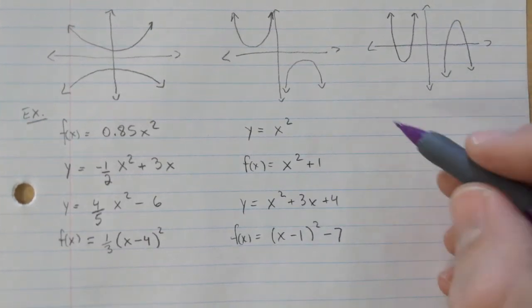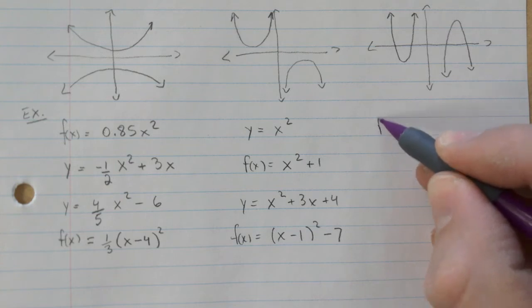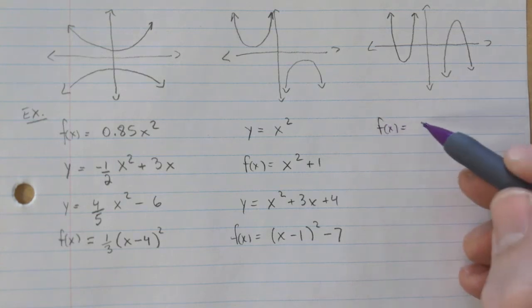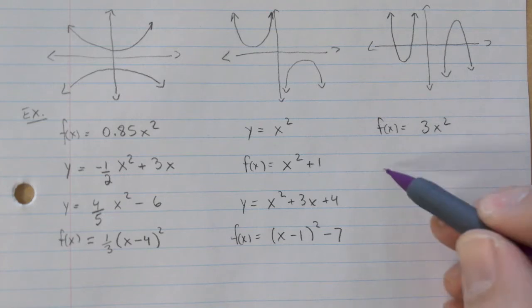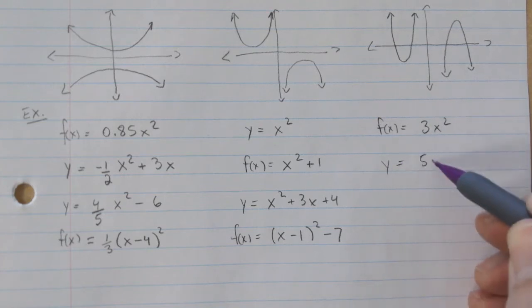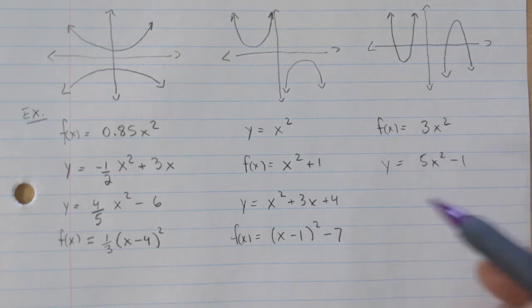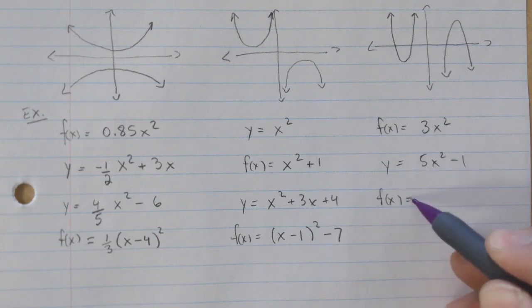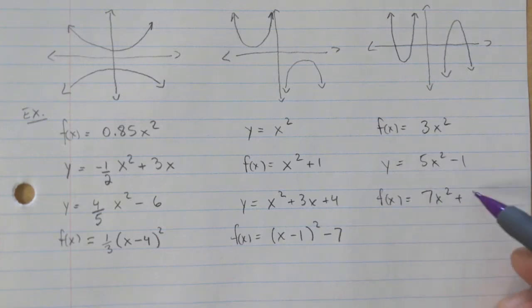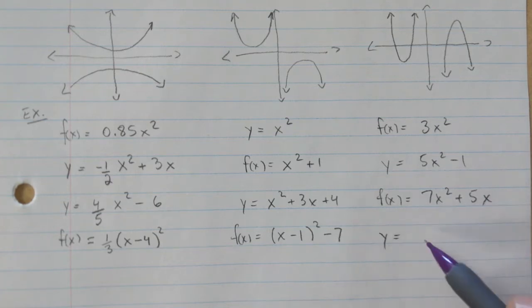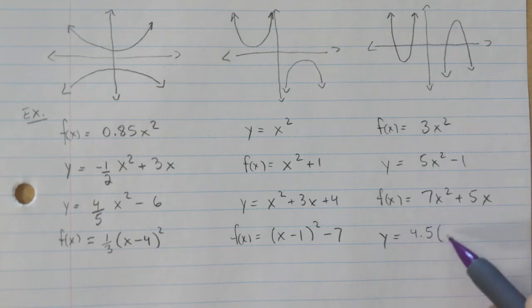Okay, and the last one, f of x is equal to 3x squared. Y is equal to 5x squared minus 1. F of x is equal to 7x squared plus 5x. Y is equal to 4.5x plus 7 squared, and just leave it at that.